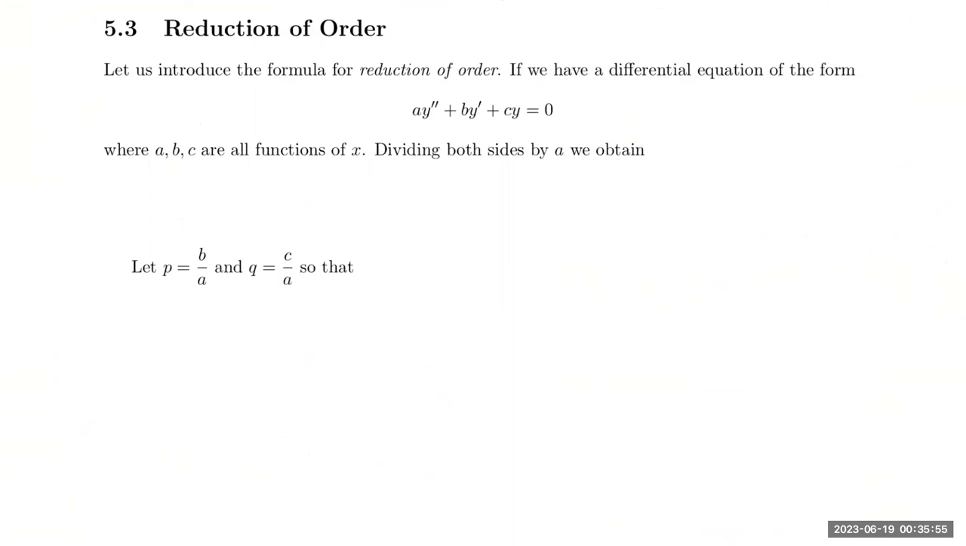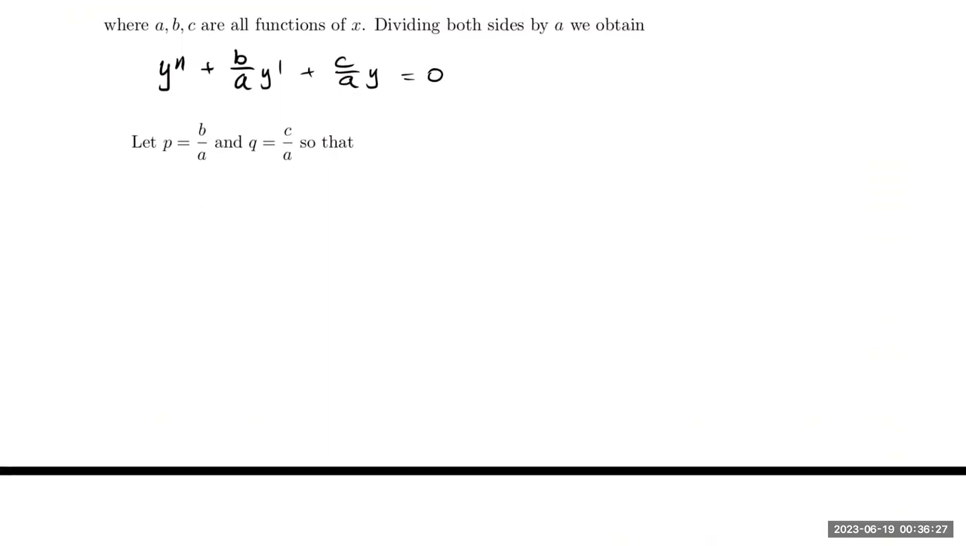Now, let's say that we had a differential equation of this form. We have ay double prime plus by prime plus cy equal to 0, where a, b, and c are all functions of x. If we divide both sides by a, what we would get is y double prime plus b divided by a y prime plus c divided by a y equal to 0. Now, if we let p be b divided by a and q be c divided by a, then we would get y double prime plus py prime plus qy equal to 0.